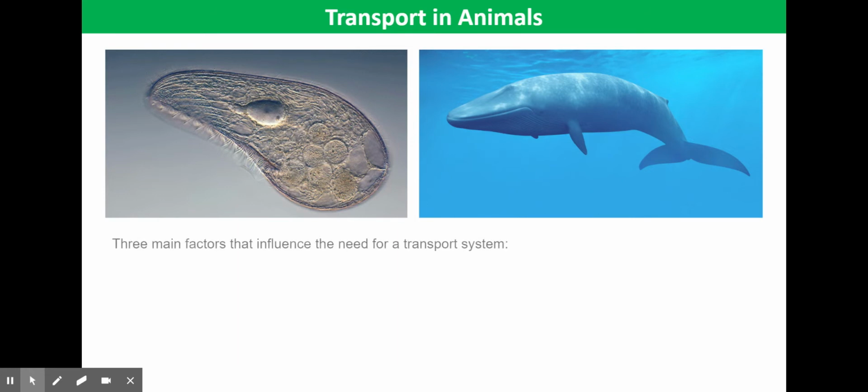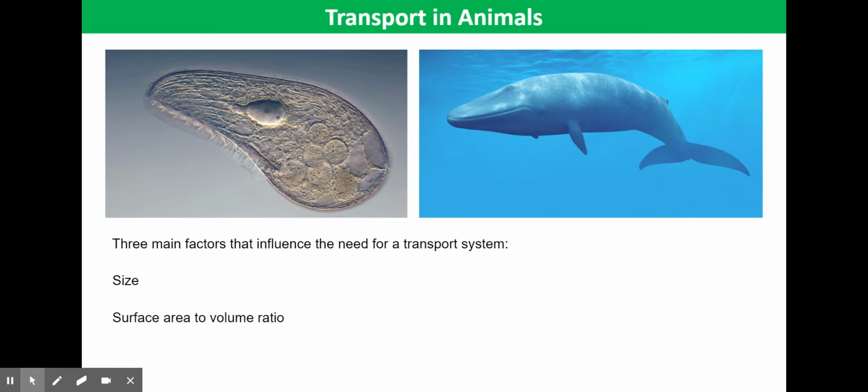There are 3 main factors that influence the need for a transport system: size, surface area to volume ratio, and level of metabolic activity. Firstly, size. The cells inside a large organism are further from its surface. The diffusion pathway is therefore increased. The diffusion rate is reduced, and diffusion is too slow to supply all the requirements. Also, the outer layers of cells use up the supplies so that less will reach the cells deep inside the body.